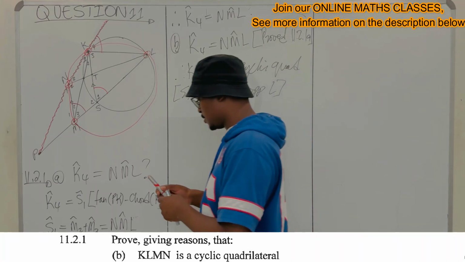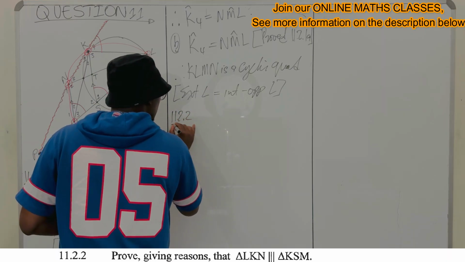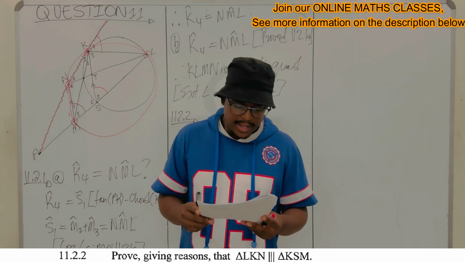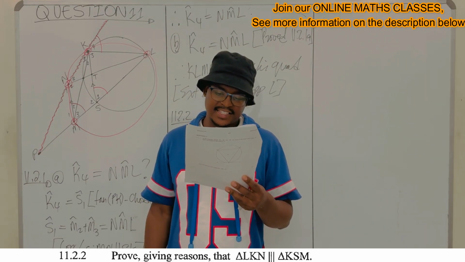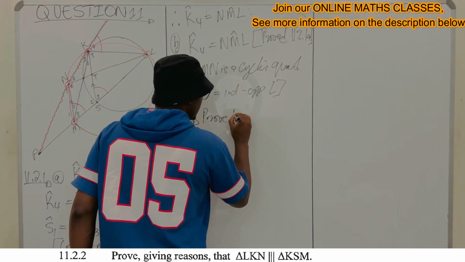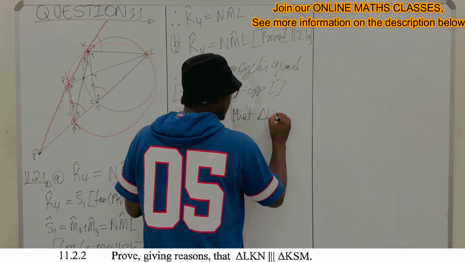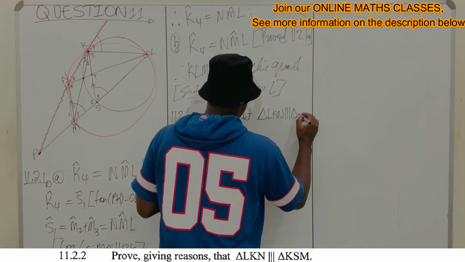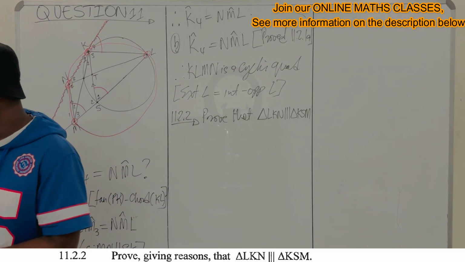Now, let's move to the third one. Another question, which is 11.2.2. So, what are they saying? They are saying, prove, giving reasons, that triangle LKN is similar to triangle KSM. So they want us to prove that triangle LKN is similar to triangle KSM.